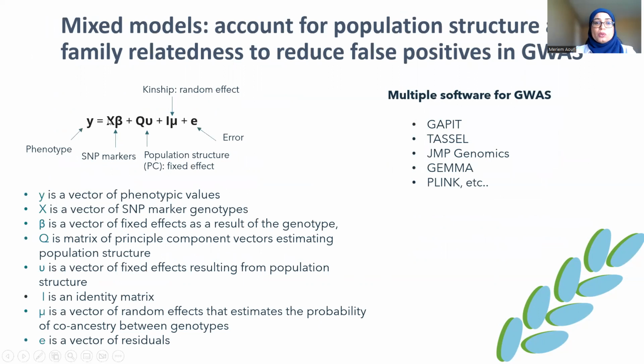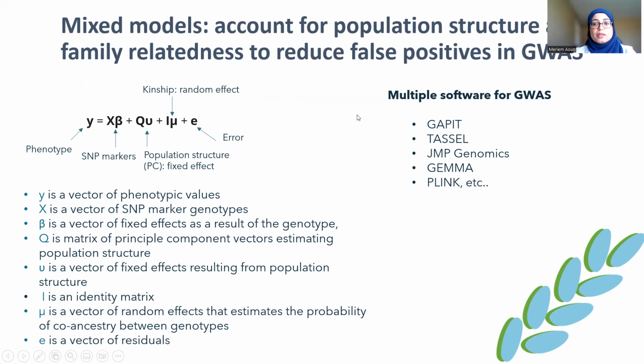Here I am showing you the equation for the mixed model. The phenotype is used as a response variable, and you have the component for your SNP markers, the population structure, the Q matrix, which is included as a fixed effect, and the kinship, or K matrix, which is included as a random effect. This is for the family relatedness, and then the error term.